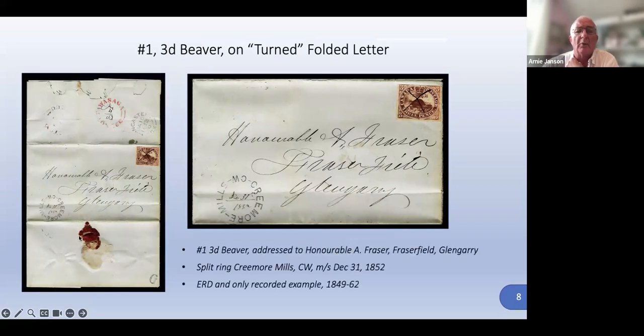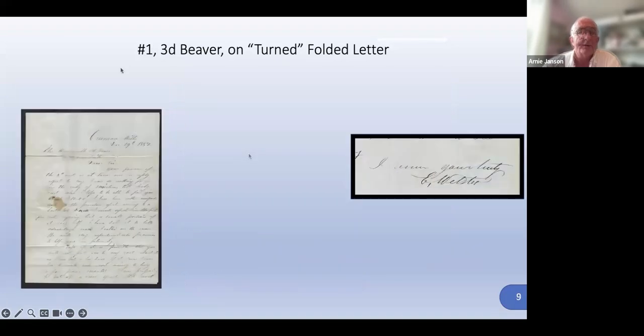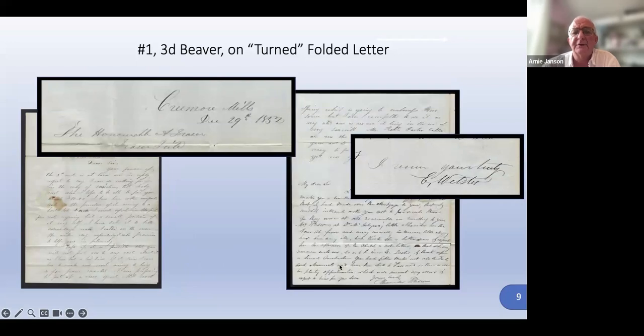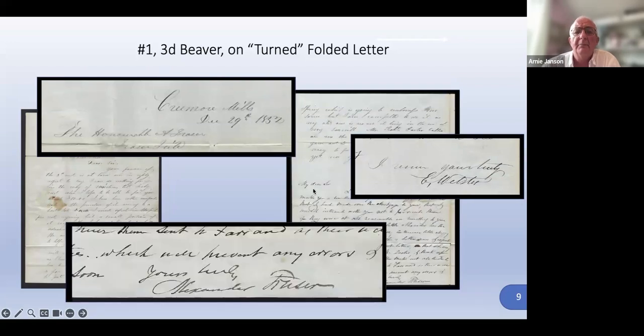It's a split ring Creemore Mills, Canada West, 1852. It's the earliest recorded date and only recorded example. It's a turned folded letter because it was addressed originally from Creemore Mills by a Mr. Webster. And here's his letter. And then here, Mr. Alexander Fraser takes the same letter and adds his comments to the bottom. And that's why they refer to it as a turned letter.